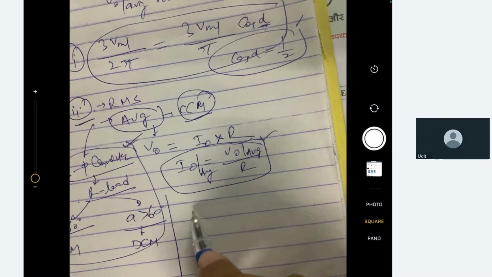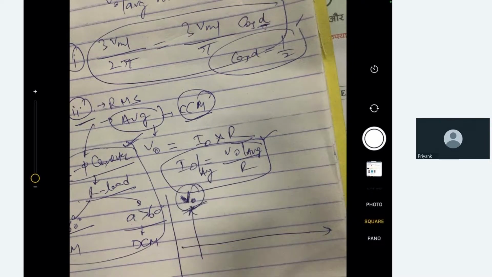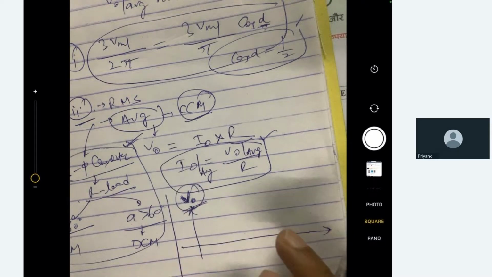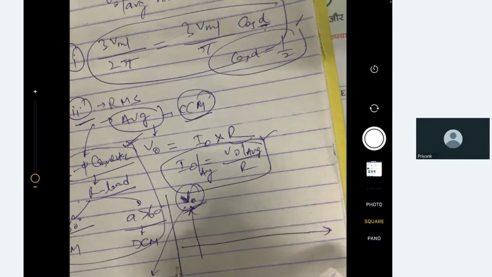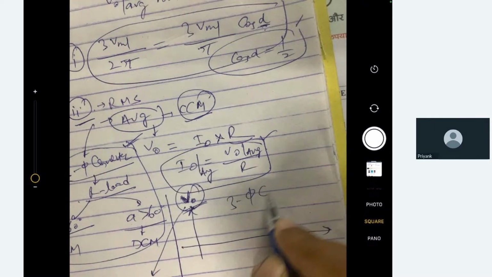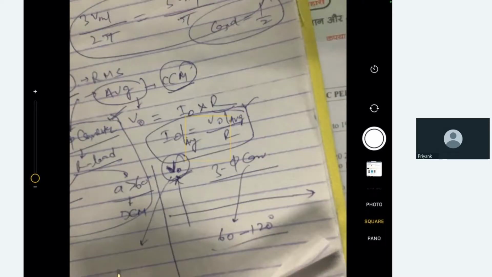In my opinion, there is no option other than that you should simply know from where to where it runs, because in the actual exam we don't have time to think about the waveform. So the easy option is what I remembered and learned: the output voltage in this three-phase converter runs from 60 to 120 degree, and it keeps repeating from 60 to 120 degree.